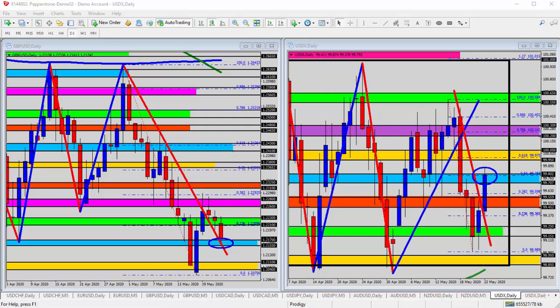Today we're going to take a look at the GBPUSD, the Great British Pound versus the US dollar, for today's trade analysis. Starting here on the daily time frame, left-hand side is the pound dollar. It's been falling quite a bit over the past couple of weeks. You can see the red trend line falling back down since last Friday, basically.